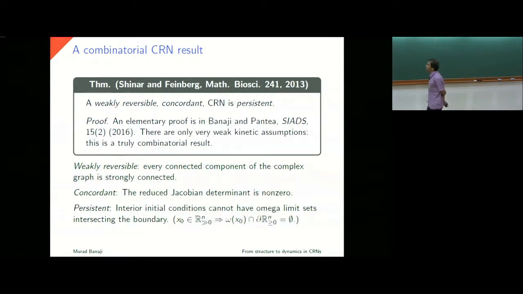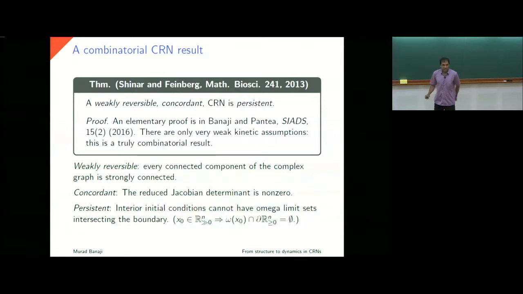It's one of my favorite results, and it's an example of something which is pretty much entirely a structural result about chemical reaction networks. Now, it's got a bit of jargon in there, which I'll unpack a little bit for you. It's a result of Schneider and Feinberg from a few years ago, so it's a recent result. And it says that a weakly reversible concordant chemical reaction network is persistent.